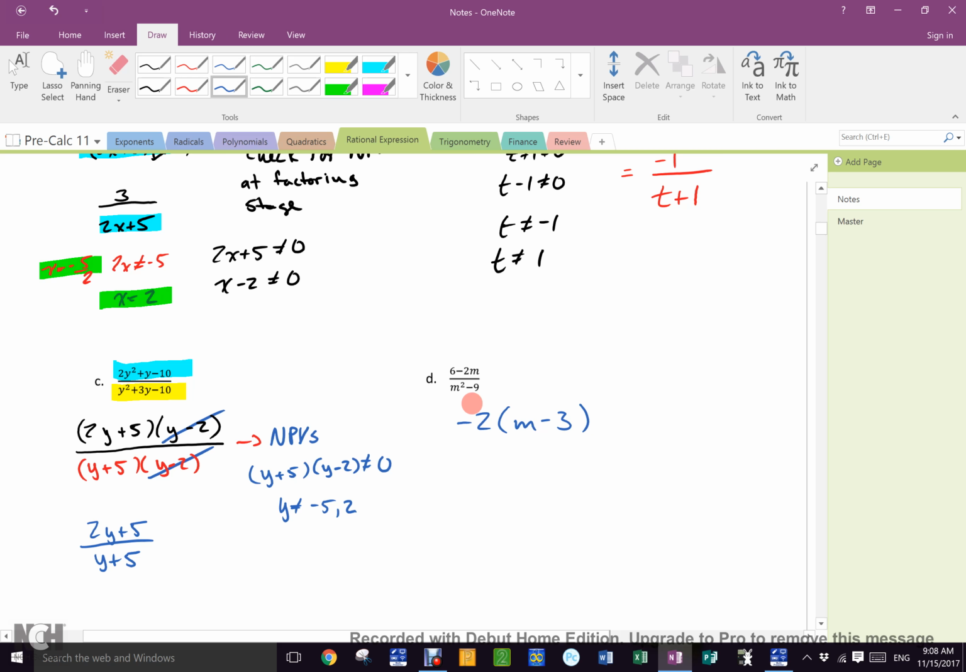Now, what's the bottom look like? Is m squared a perfect square? So it's square root of m squared, which is what? M. Is 9 a perfect square? Square root of 9 is? M plus 3, m minus 3. Yes? Am I at fully factored form? What do I check for at fully factored form? NPVs, what are they? What is m not allowed to be? Plus or minus 3. Right? Now, where are my cancellations? m minus 3 and m minus 3. So my final answer is negative 2 over m plus 3.